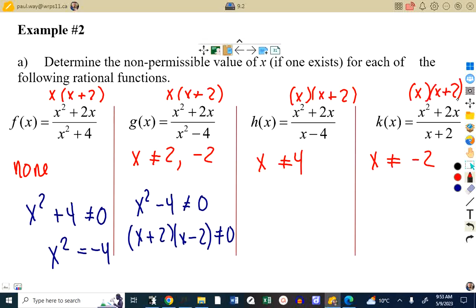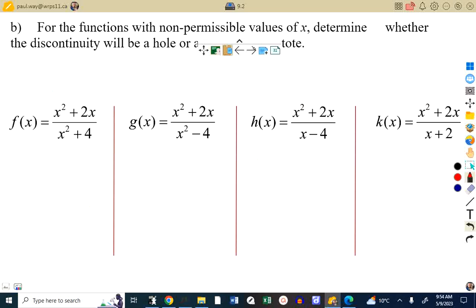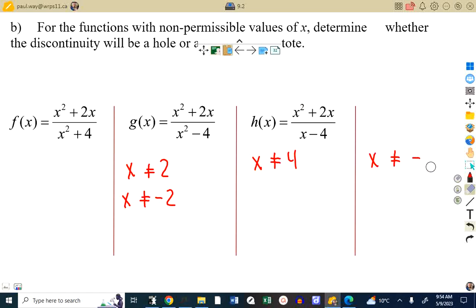So now in part B, I'm going to show you the equations again only because I need to look at them. You've already written down pretty much everything you need to write down about these functions. But for the functions with non-permissible values of x, which were the following. You don't need to rewrite this. You've already written it. I'm just putting it up here so that I can see it.